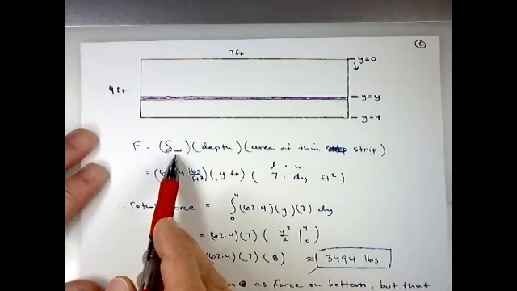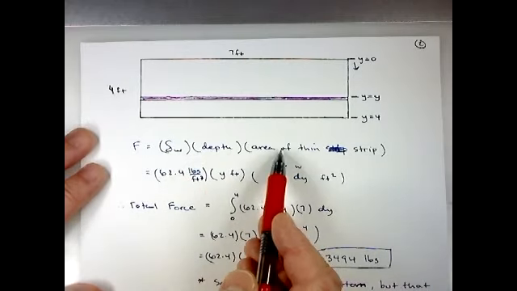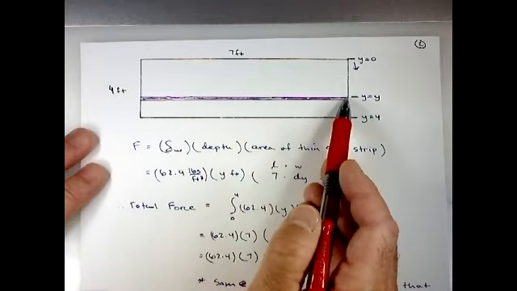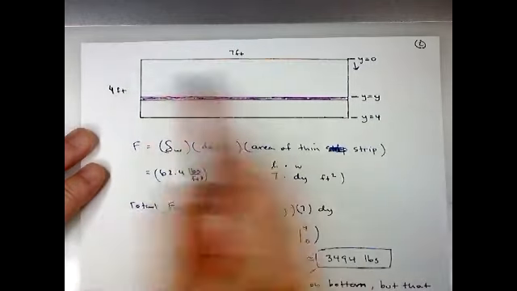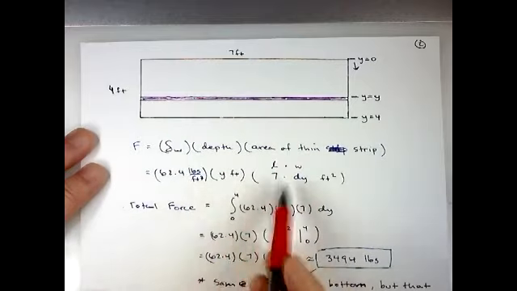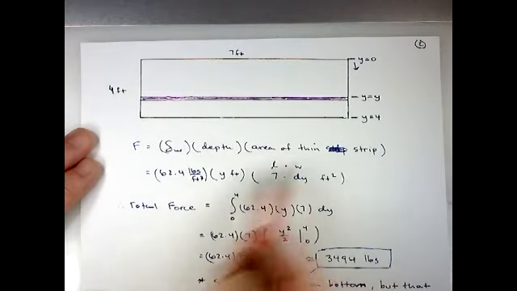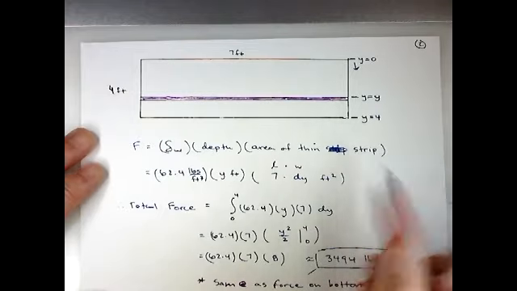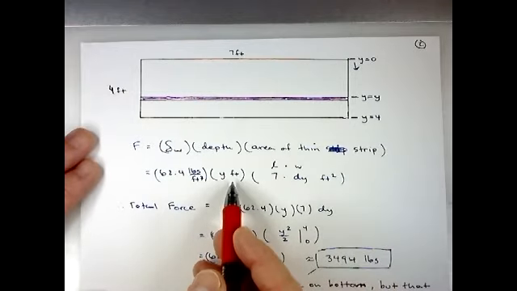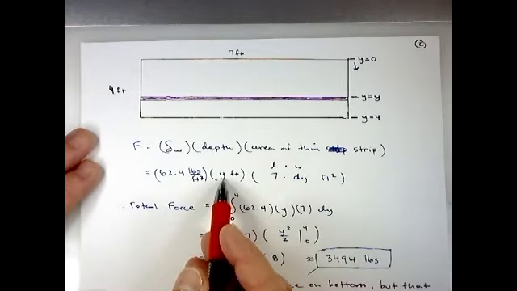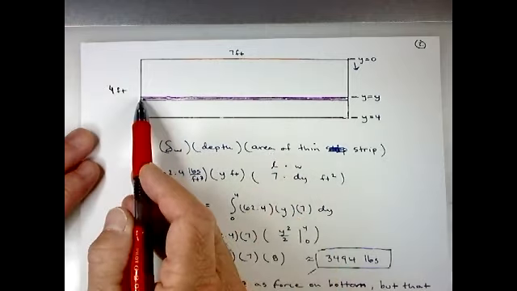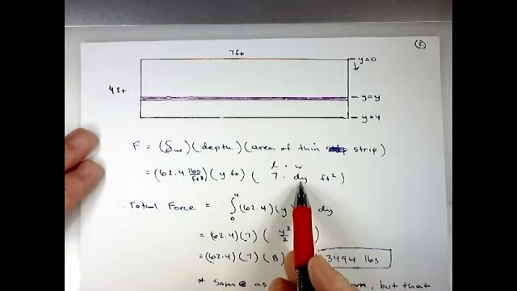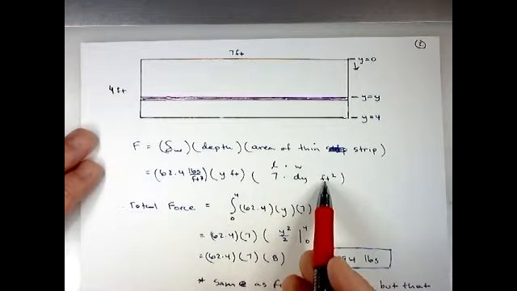Fluid force is density times depth, and then this time I would multiply by the area of that thin strip, and we're going to consider all the thin strips at different depths, which means we're going to integrate this throughout the whole length of that side. So depth is y feet. The area of this thin strip, well, it is 7 feet long, and it has an infinitely thin thickness of dy, and that would be in square feet.